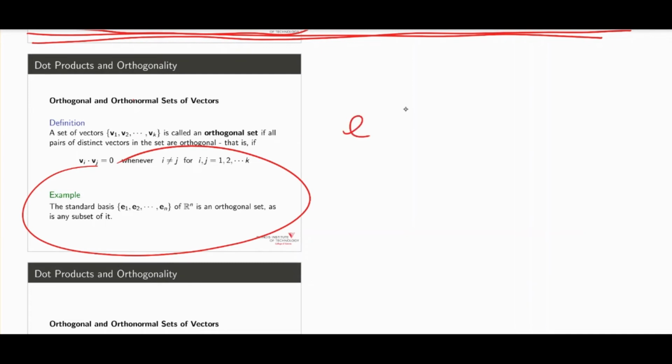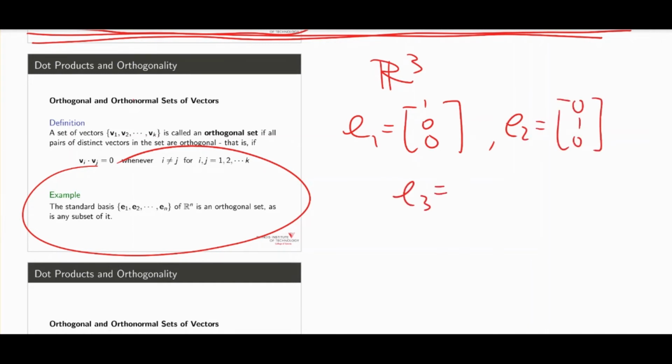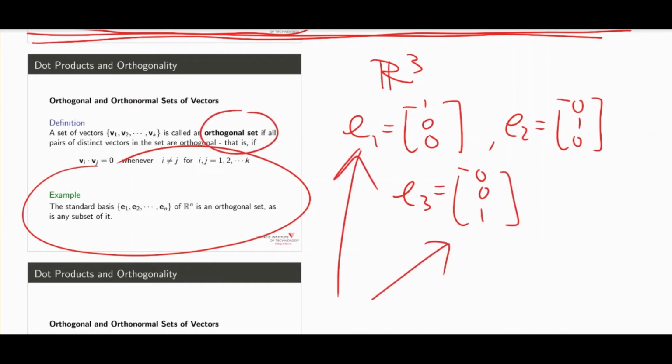So for example, our standard basis is an orthogonal set. Think about it, right? Let's say you have R3. Your E1 is 1, 0, 0. Your E2 is 0, 1, 0. Your E3 is 0, 0, 1. This is a perfectly nice orthogonal set. Take these vectors, they're different, right?